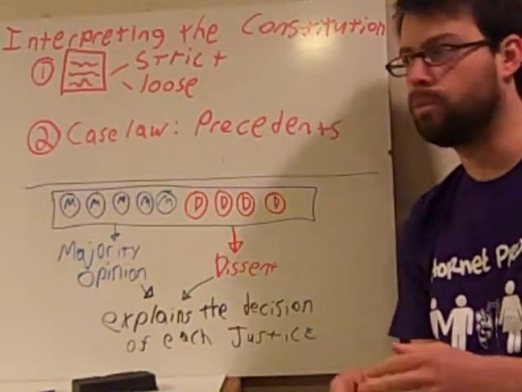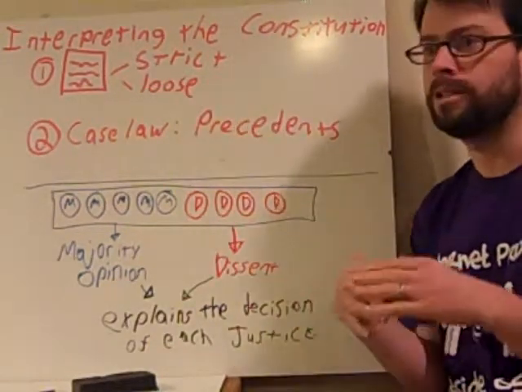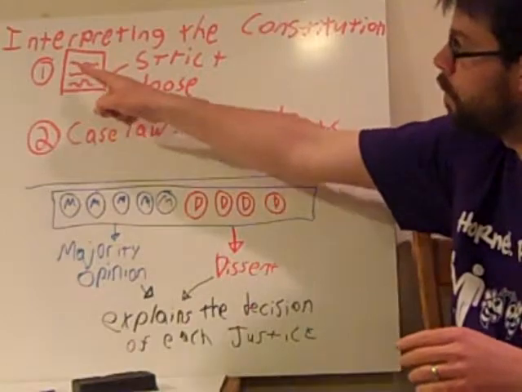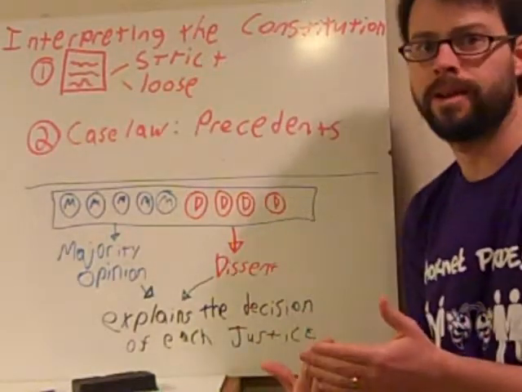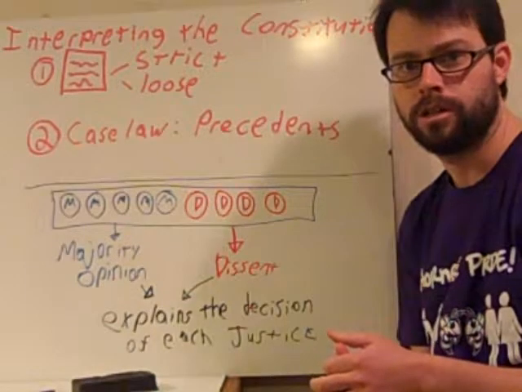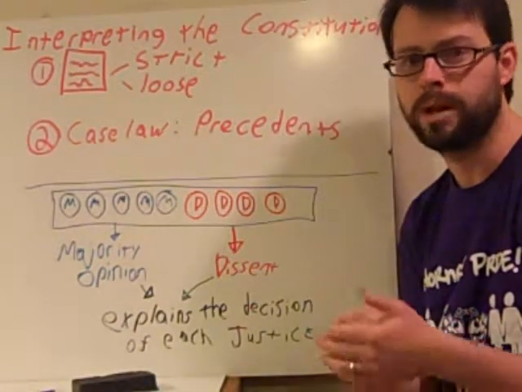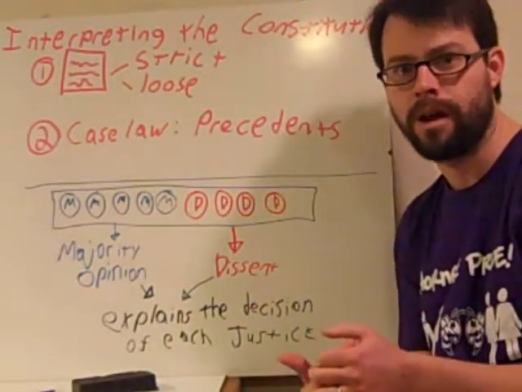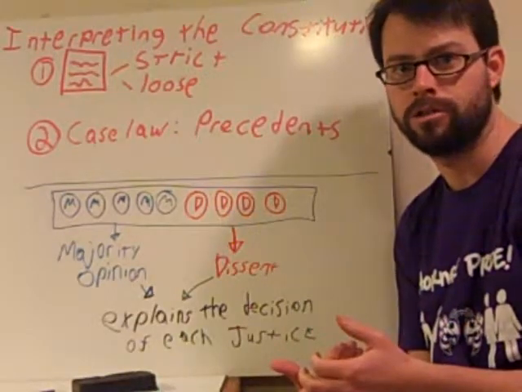Some justices have a more strict interpretation. That means they read the Constitution word for word. If it's not written there in the document, it's not there. Justices who take a strict interpretation generally would say that there's no right to privacy, for example, because the word privacy doesn't show up anywhere in the Constitution.